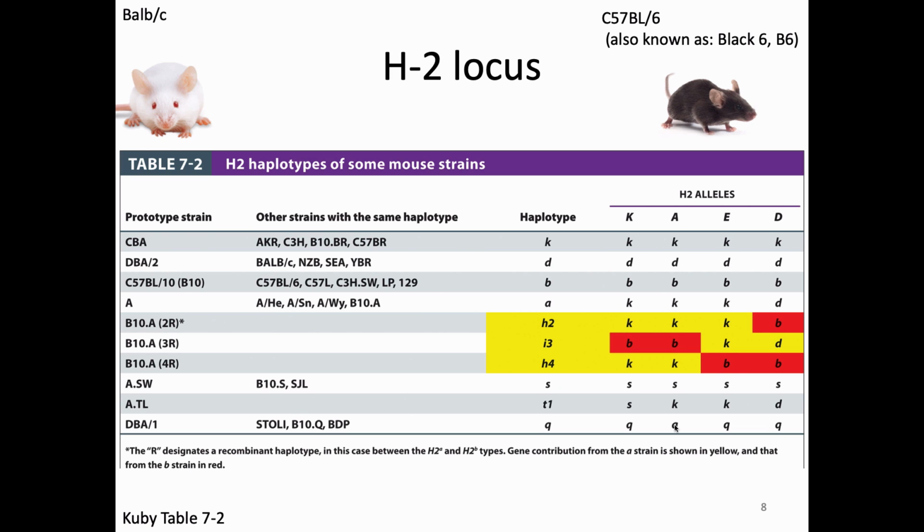There are situations where you could have an H2BD. That means it would be the progeny of a B and a D. So you'd have one chromosome that's B all the way, and one that's D all the way. So if it was BD, it would be this.